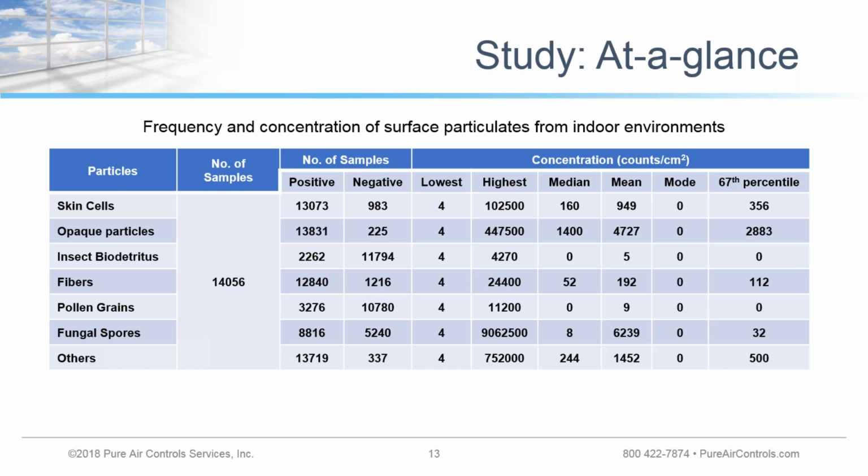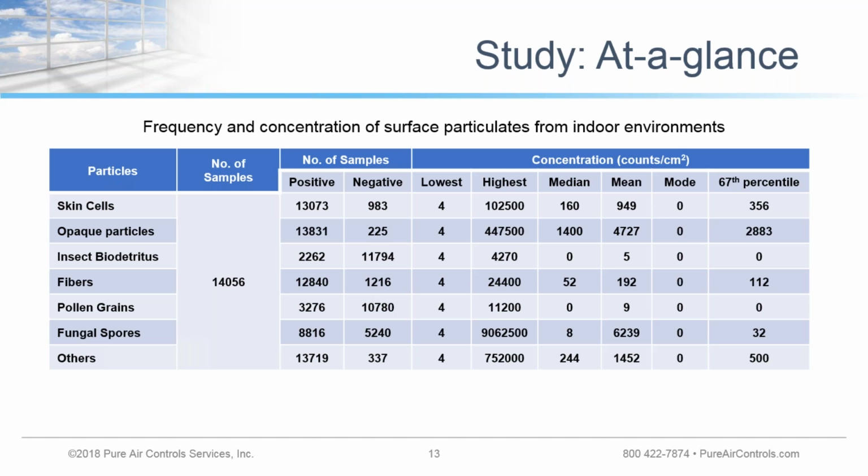For those who are interested in knowing what those opaque particles are, they are simple dust and debris which appear very opaque under the microscope. So we have counted all those particles, and out of 14,056, 13,831 are positive for the opaque particle. Only 225 samples are negative for the opaque particle, and again the highest concentration is 447,000, which is a lot of particles, and the median value is 1400.